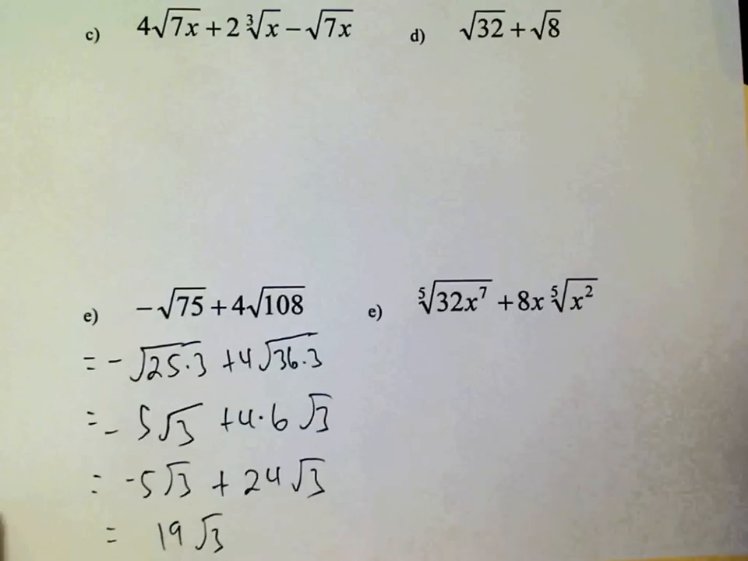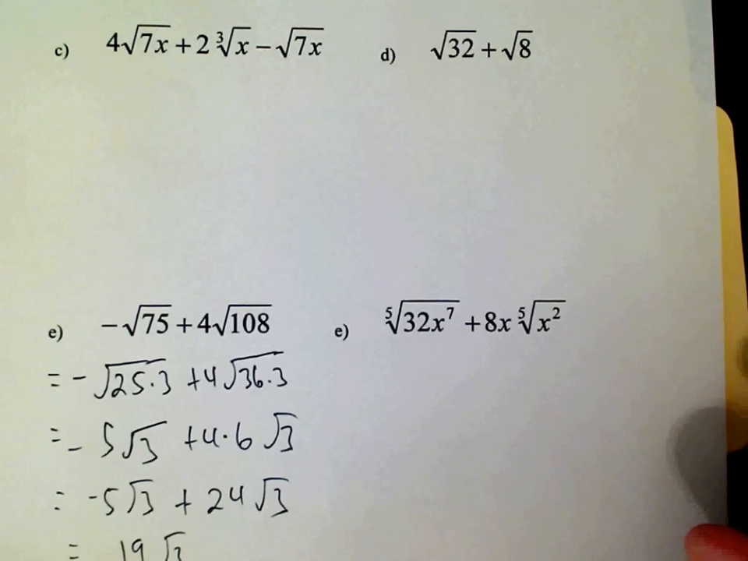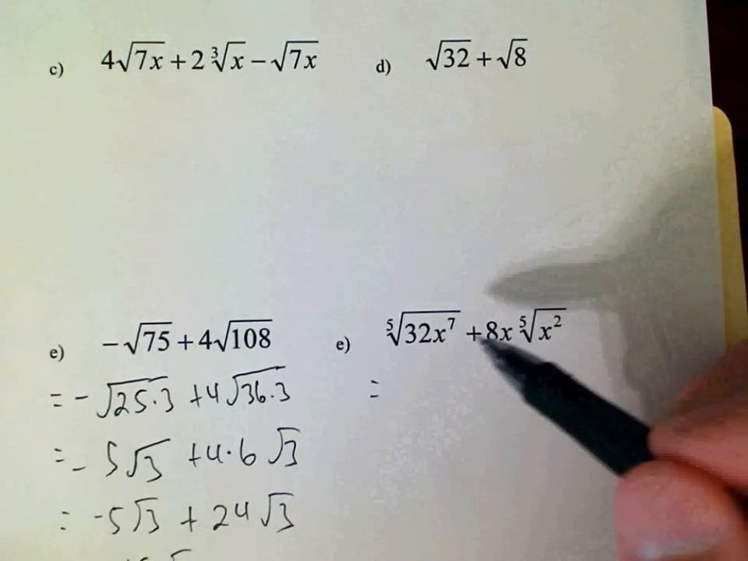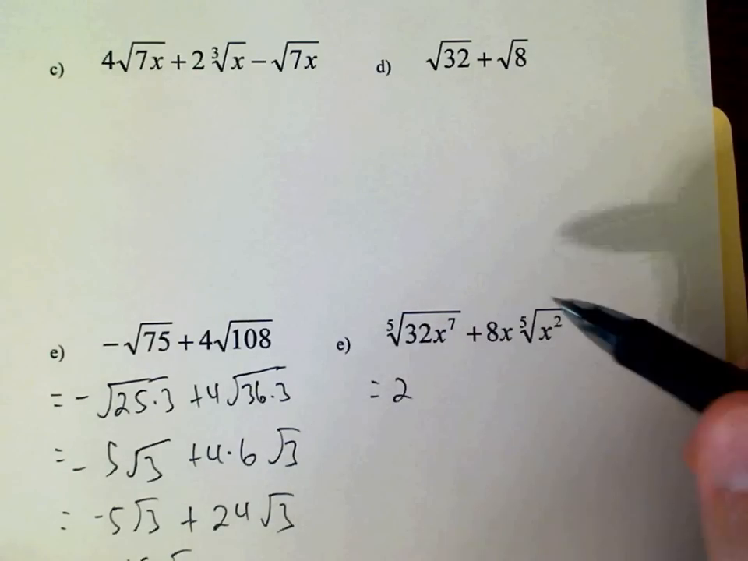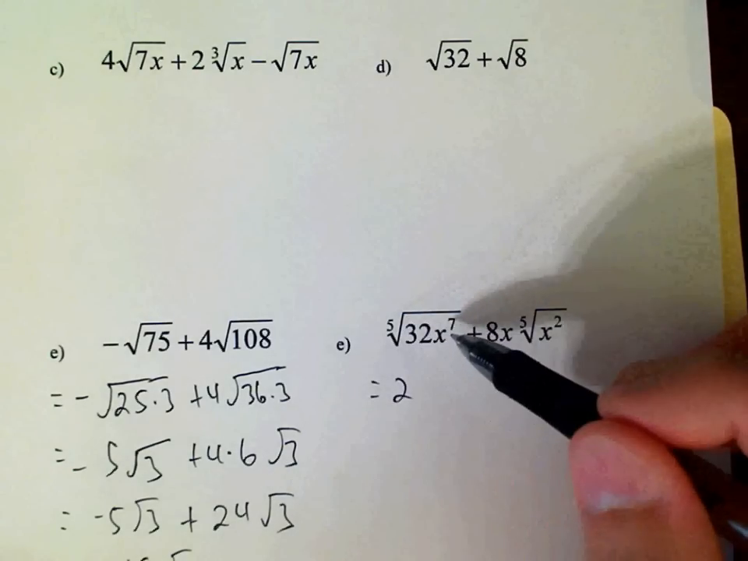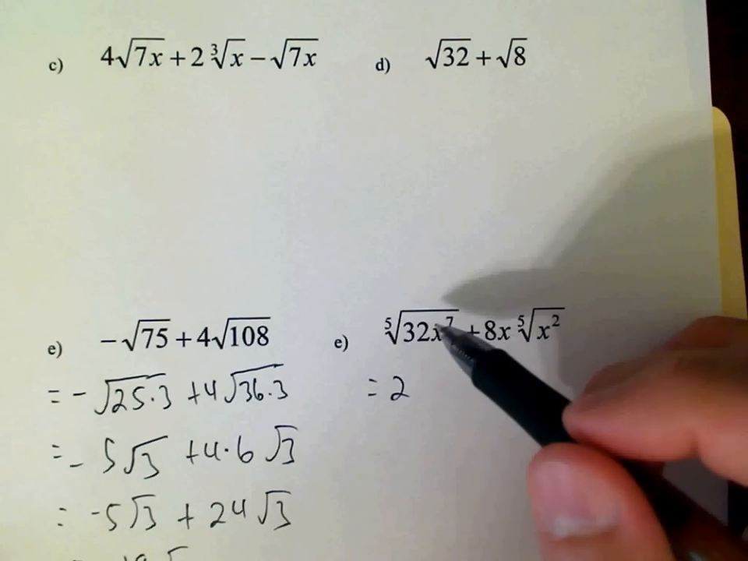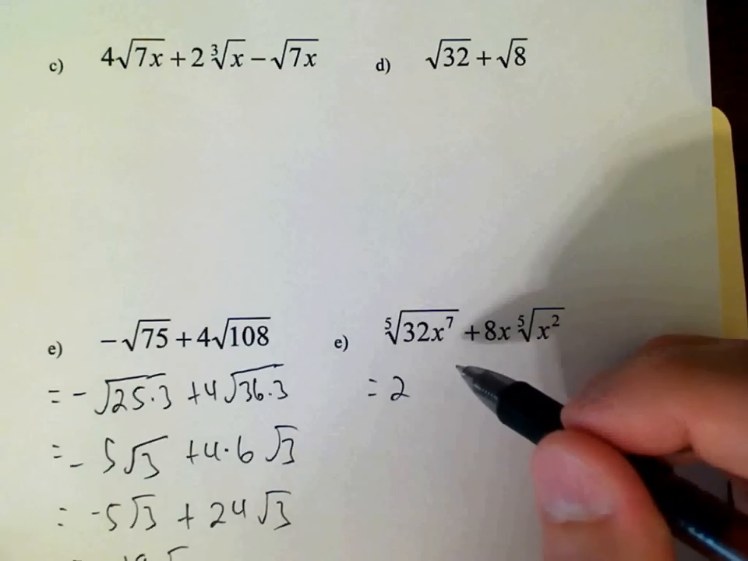Now let's do E part. It has a few variables. They've got different indices. And that still happens when we simplify first. Here we go. Fifth root of x to the third, that happens to be... 5 doesn't go into 7 evenly, so that means that we're going to have to divide it out. So 5 goes into 7 one time.